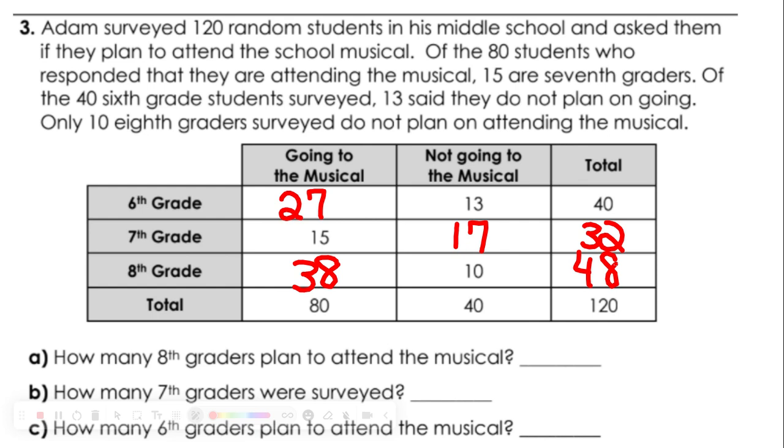Once it's all filled in, we are ready to answer questions. So the first thing it asks is how many 8th graders plan to attend the musical. So I'm going to look at the overlap between 8th grade and going to the musical. I see that that is 38. It asks how many 7th graders were surveyed. So I'm going to go to the total of 7th grade. The total of 7th grade is over here. That's 32. And the last one, how many sixth graders plan to attend the musical? So we look at the overlap of sixth grade and going to the musical. That's right here. That is the 27.